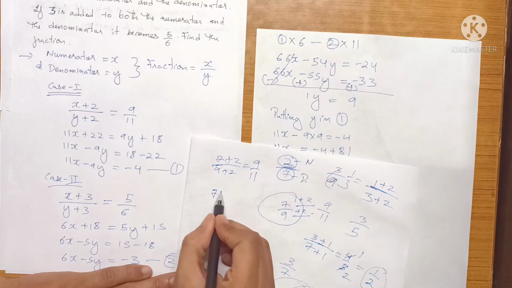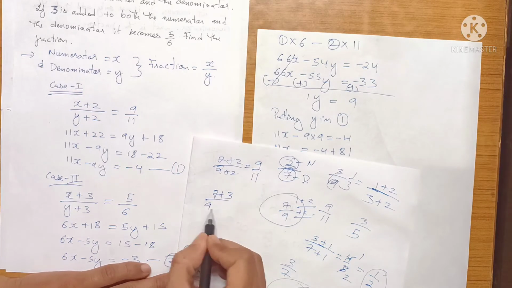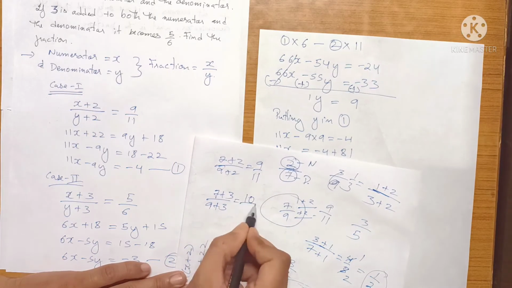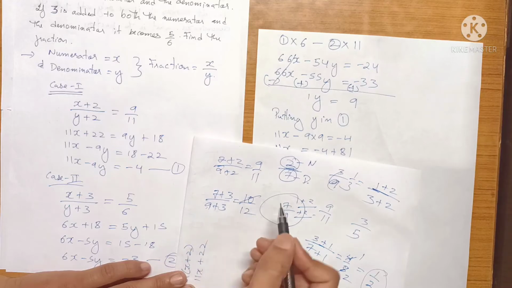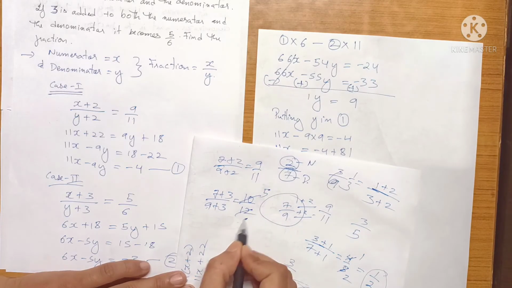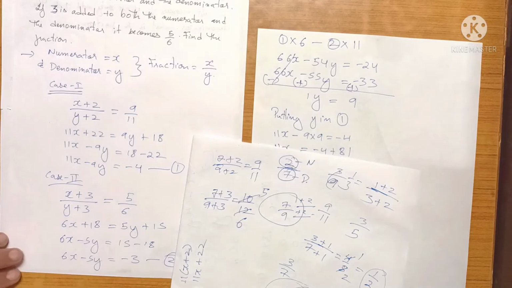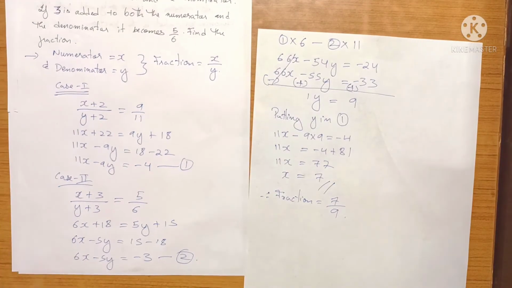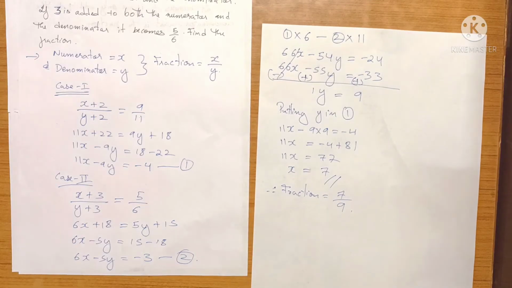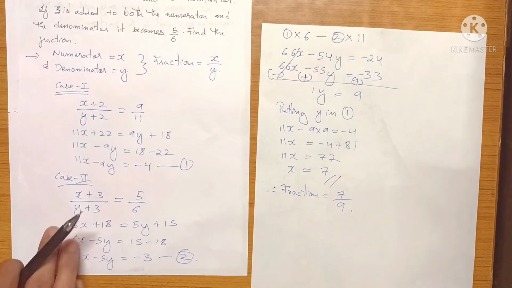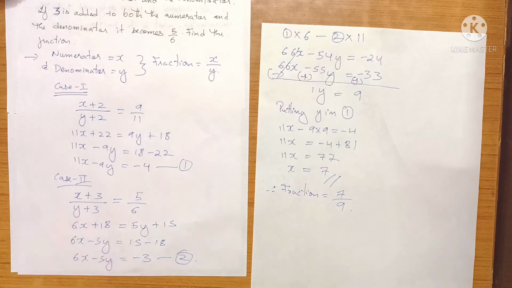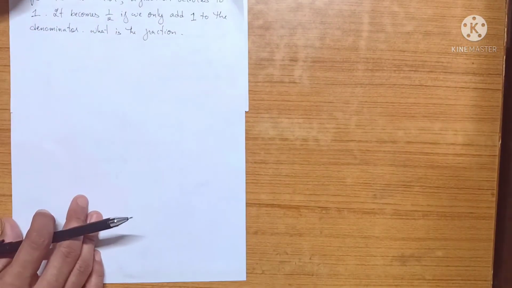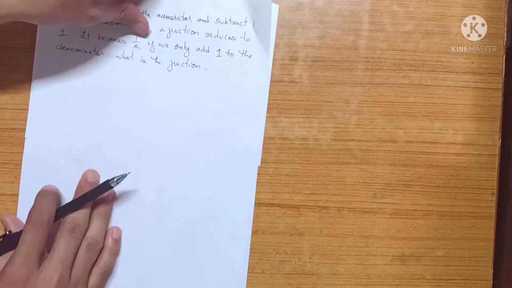Or if you take 7 plus 3, 9 plus 3, you'll get 10 by 12. You can cut it by 2, so 5 by 6 you're getting, right? So that's how you can check your answers during your exams. Okay, so let's do the next question. There are 3 questions of this particular type, so I'm going to be doing 2 of them and you try and do the other one.